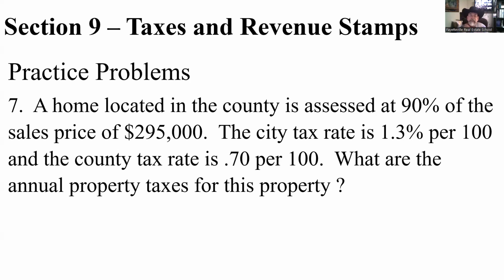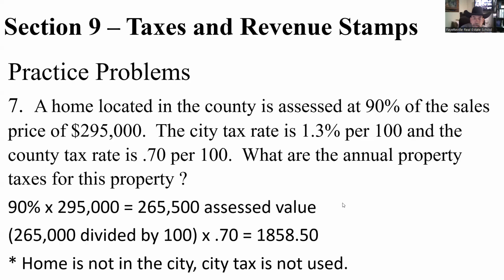The assessed value is 90% of the sales price of $295. So we know that we need this assessed value. So we're going to take the $295, multiply it by the 90% to get the assessed value, divide it by 100, and only multiply it by 0.70, which is the county tax rate. What are the annual property taxes for the property? And here we go. 90% of the sales price gives us an assessed value of $265,500. We divide that by 100, multiply it by the tax rate of 0.70. We get the annual taxes of $185,850.